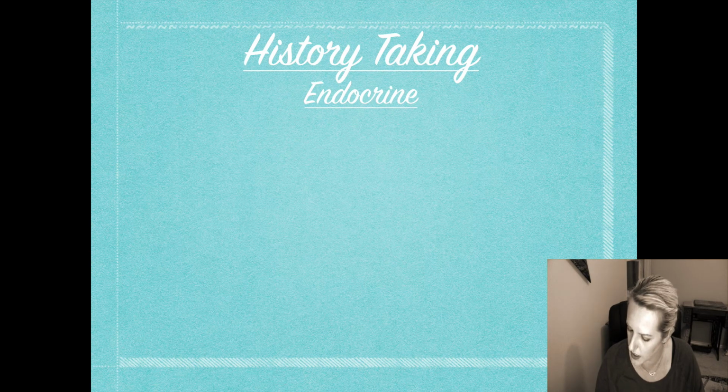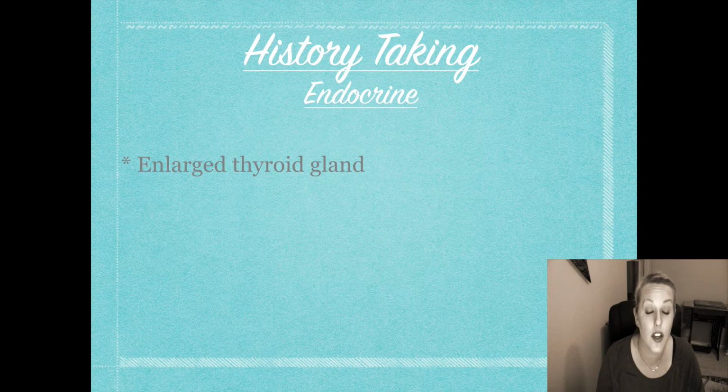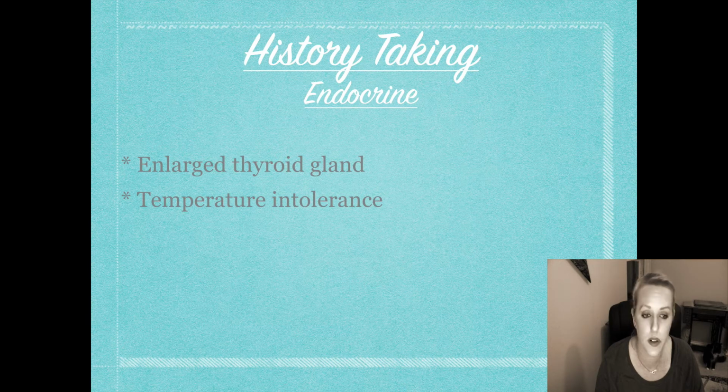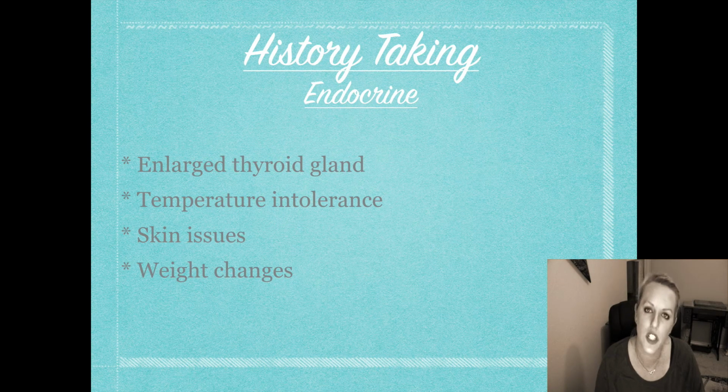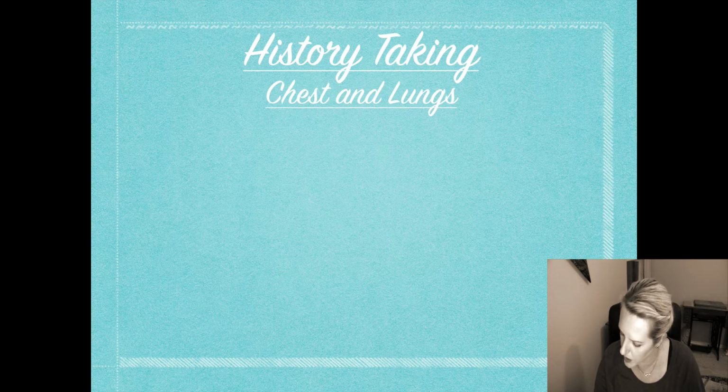All right, so endocrine. Enlarged thyroid gland. Normally, for very enlarged thyroid glands, we can see that. But if it's just subtle, the patient may have to tell us. What we'll notice with these is temperature intolerance. They get so cold so easily. Skin issues, dry skin, real flaky. Weight changes. Either they're losing a whole bunch of weight or they have gained a whole bunch of weight. Also, it could be polydipsia, which is increased thirst, polyphagia, increased appetite, or any changes in the body or facial hair.